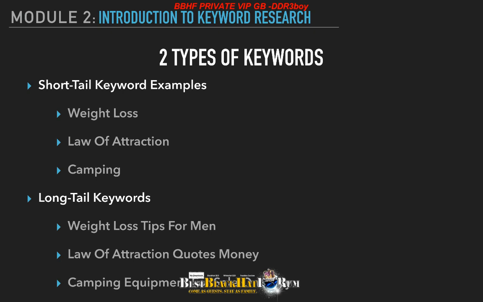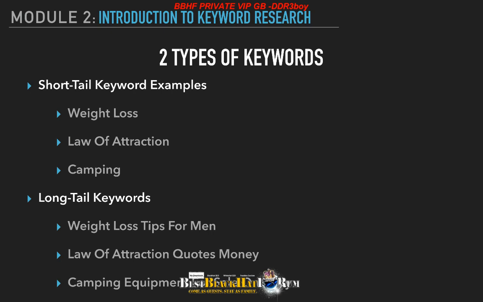Short tail keyword examples would be weight loss, law of attraction, and camping. They're short words or phrases. They're more general, and they're going to have very high search volume online. Long tail are longer phrases, 3 or more words, and they're more specific. And as a result of that, they have a lot lower search volume online.